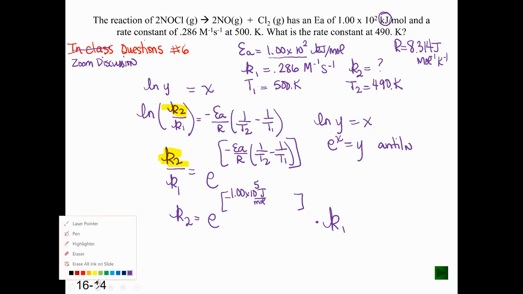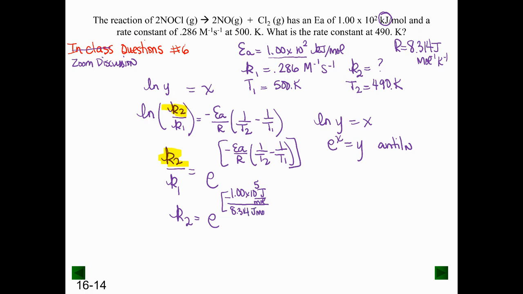And I won't have enough room, so I'm going to have to do a little bit of erasing here. So give myself some space. So then I'm going to divide by R. And then I'm going to multiply by 1 over T2, 490, minus 1 over T1, 500. And then remember, I did have to multiply by K1.